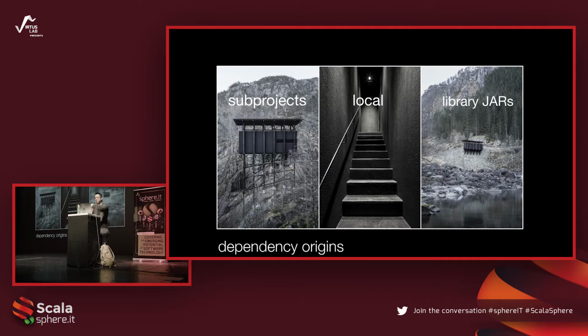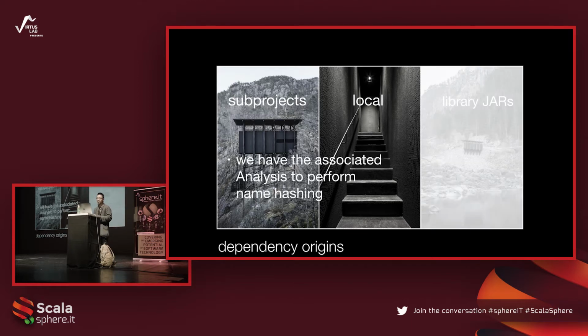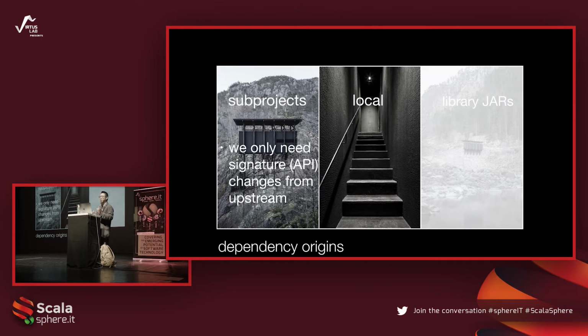So we can't do these checks like, did your API change? Am I using your name? So there is a difference between what origins these symbols come from, and that determines the level of incremental compilation we're able to do. The other interesting aspect that Lori also touched on is that for sub-projects, we just pretty much need the signature information in order for us to be able to do the incremental compilation, right? It's from the upstream.